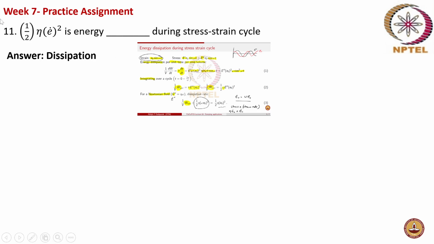If you rewrite this expression of half eta into E dot squared, which was basically for a Newtonian fluid, eta into E dot is nothing but your stress sigma, and E naught dot is nothing but your strain rate. So stress into strain rate gives you your energy dissipation per unit time, per unit volume.